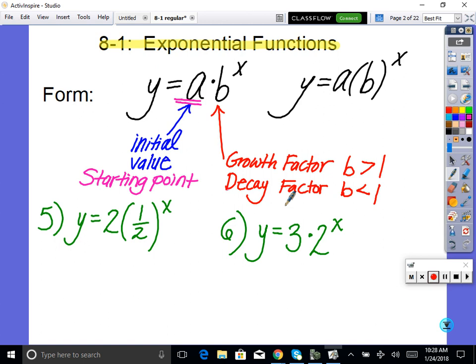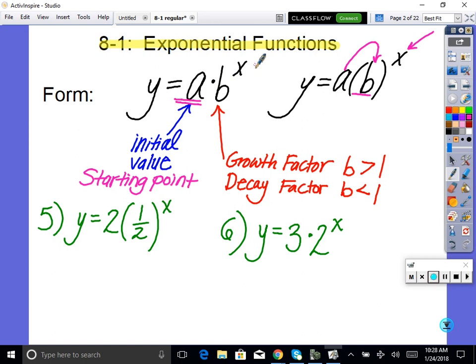Now, a couple things to understand with an exponential function. Even if they don't write parentheses, technically there is parentheses around B, and only B is raised to the x power. Only B is raised to the x. So it would not be appropriate to multiply A in and then raise it to the x power. A is not raised to the x power. Does everybody understand? Okay, cool. And B will always be what's raised to the x. Okay, awesome. So let's look at 5 and 6.